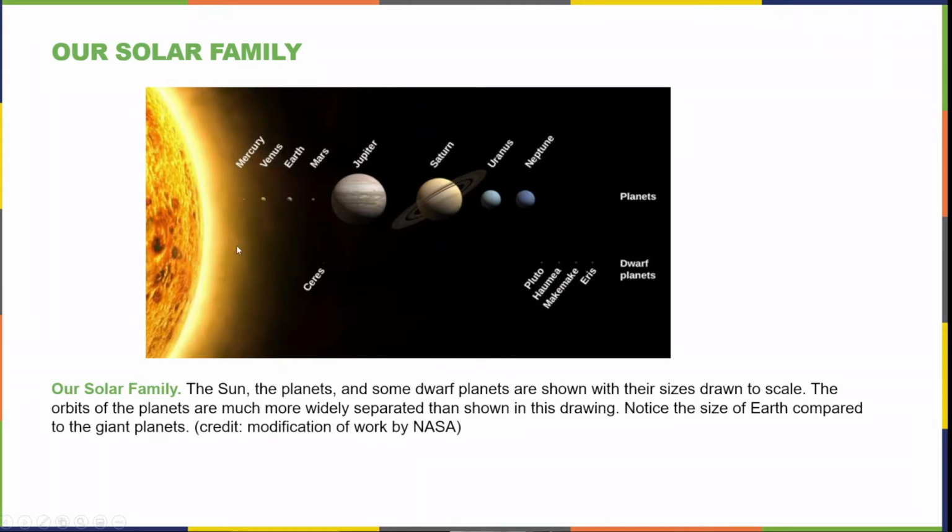As a matter of fact, if we look at the mass distribution, the Sun has 99.9% of the mass, and only about 0.1% is the rest of all the planets, asteroid belts, and the dwarf planets. So that tells us the size of the Sun compared to the rest of the planets.